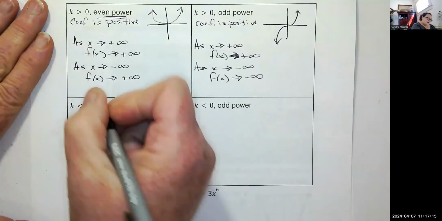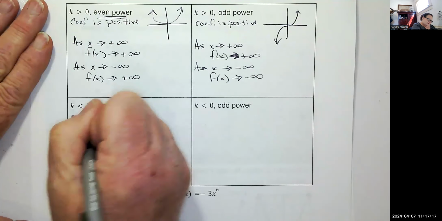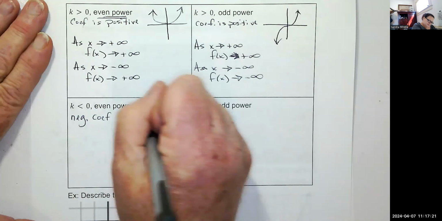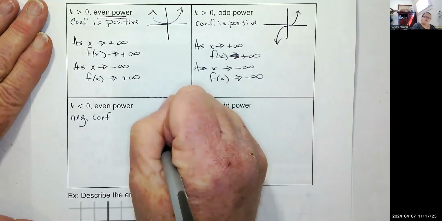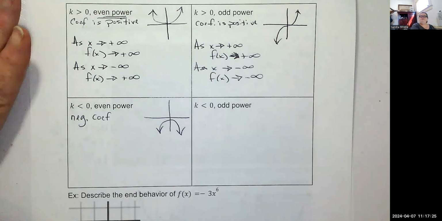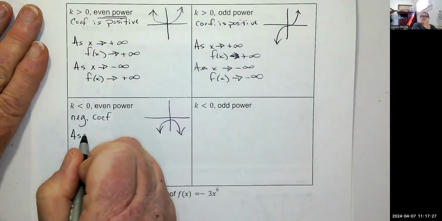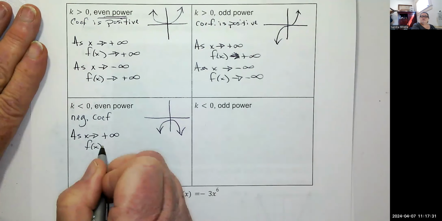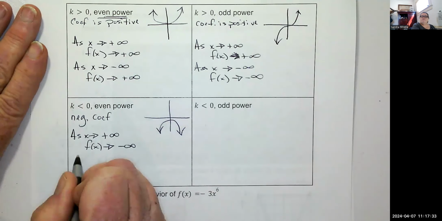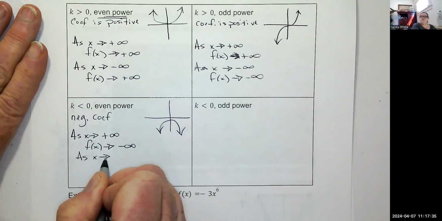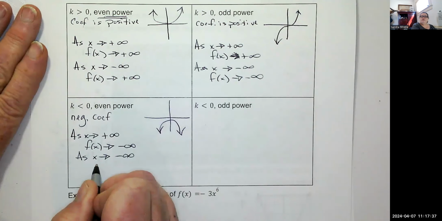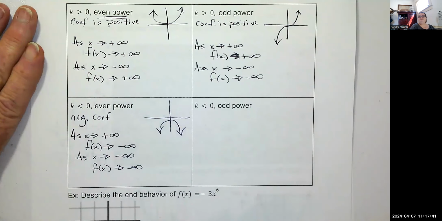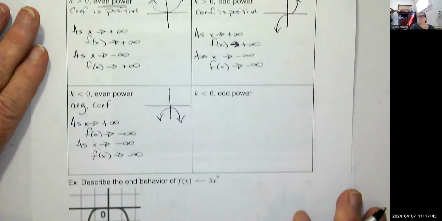What if our coefficient is negative? So a negative coefficient, but an even power. It's going to look like that. As x approaches positive infinity, f of x approaches negative infinity. As x approaches negative infinity, f of x approaches negative infinity as well. Okay, that's the end behavior.